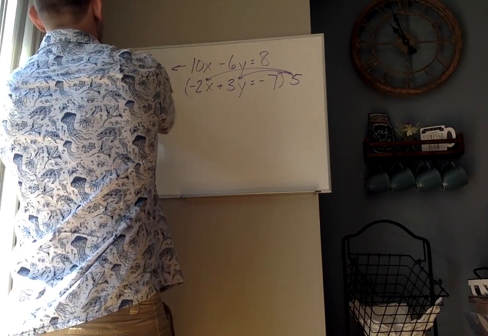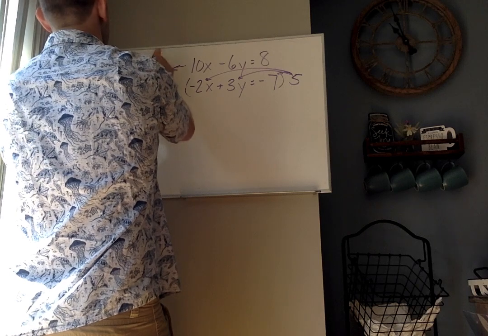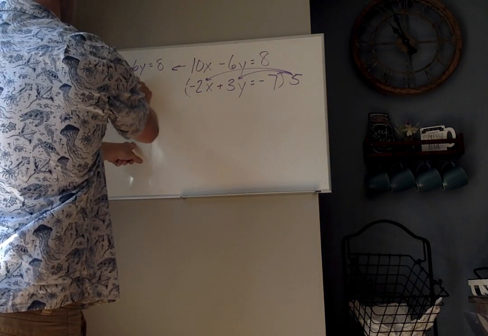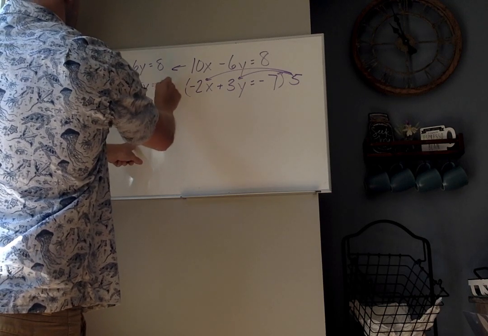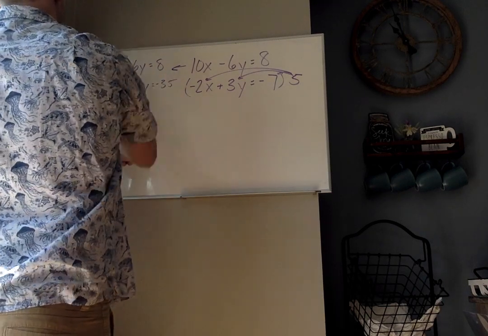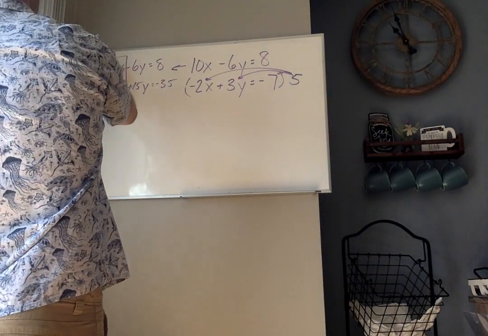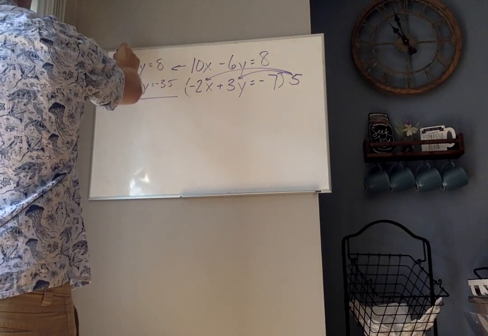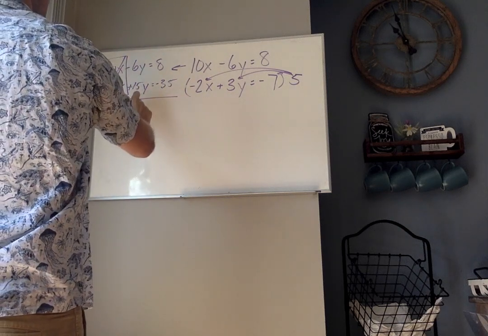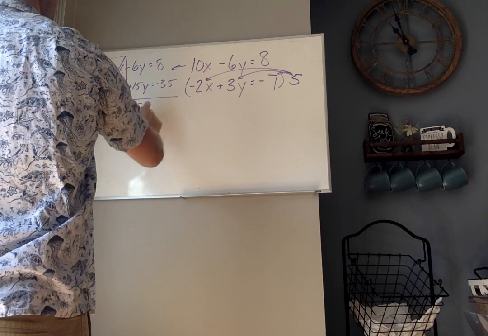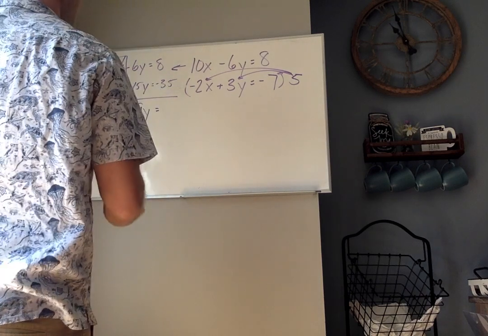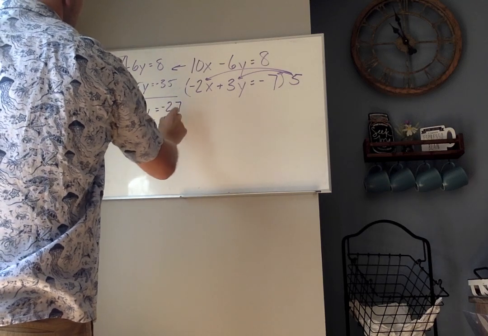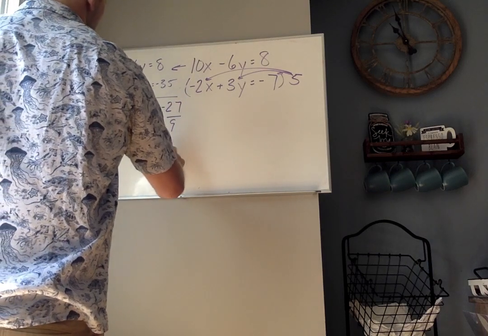This one I'm just going to rewrite: 10x minus 6y equals 8. And this one I'm going to rewrite as negative 10x plus 15y equals negative 35. So my x's are opposite, so I'm going to add them. They cancel. Negative 6 plus 15 is 9y. 8 plus negative 35 is negative 27. Divide by 9, I have y equals negative 3.